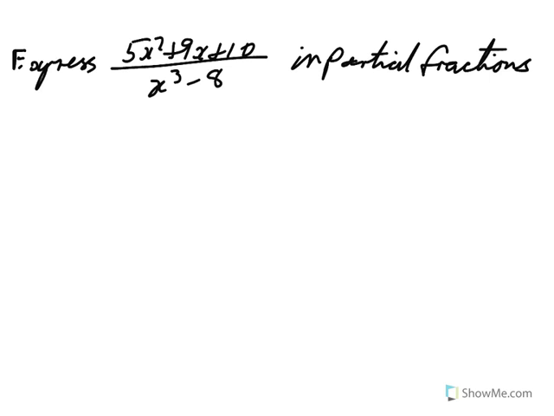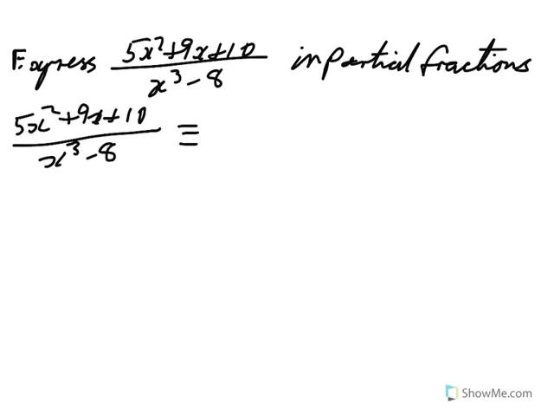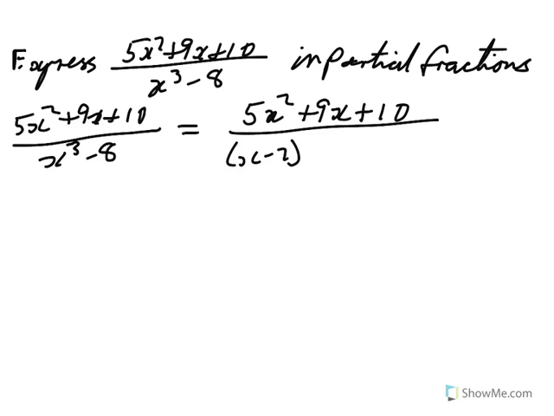Okay, so first of all we need to factorize the x cubed minus 8, a difference of perfect cubes there on that one. So 5x squared plus 9x plus 10 over x cubed take 8. Now this is a pattern you should learn about in methods. And so x minus 2 there, and x squared plus 2x plus 4.